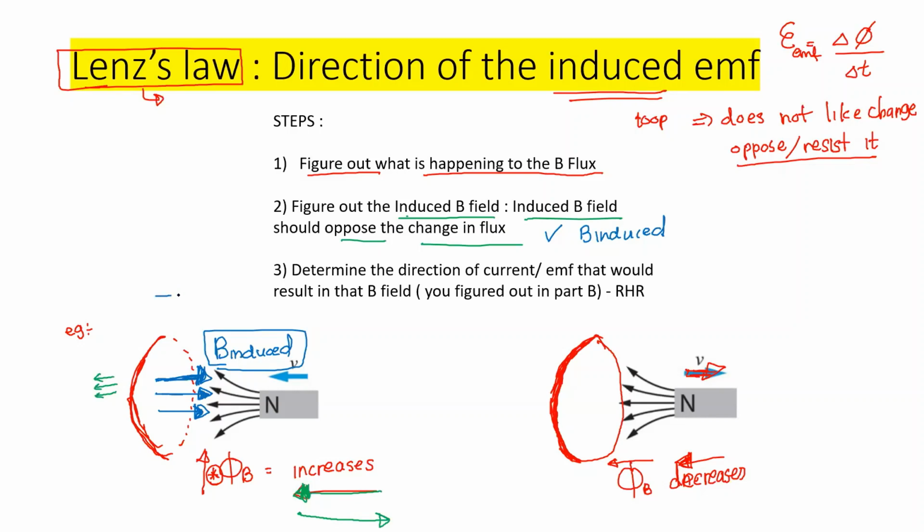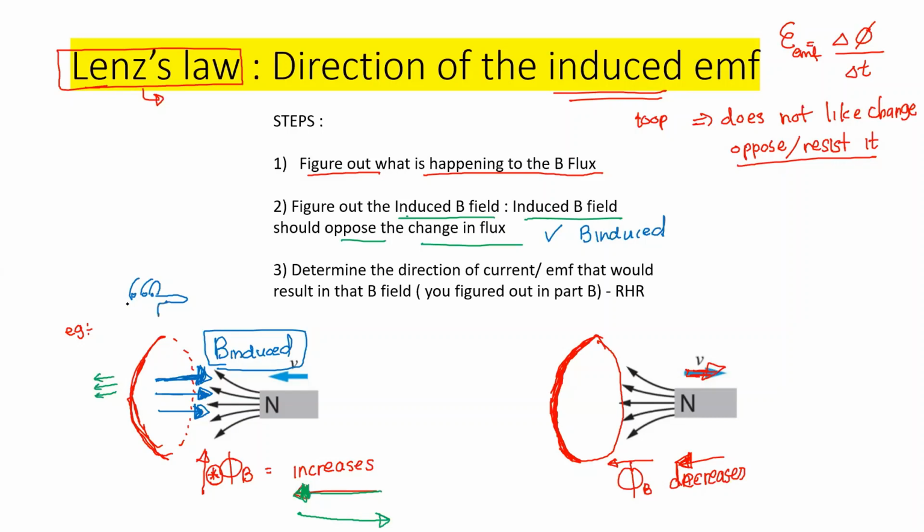So keep your thumb in this direction and your fingers will bend this way, right? So these are your nails. So my hand will be flipped, okay? So this is the induced magnetic field. You figured out the direction of the induced magnetic field.